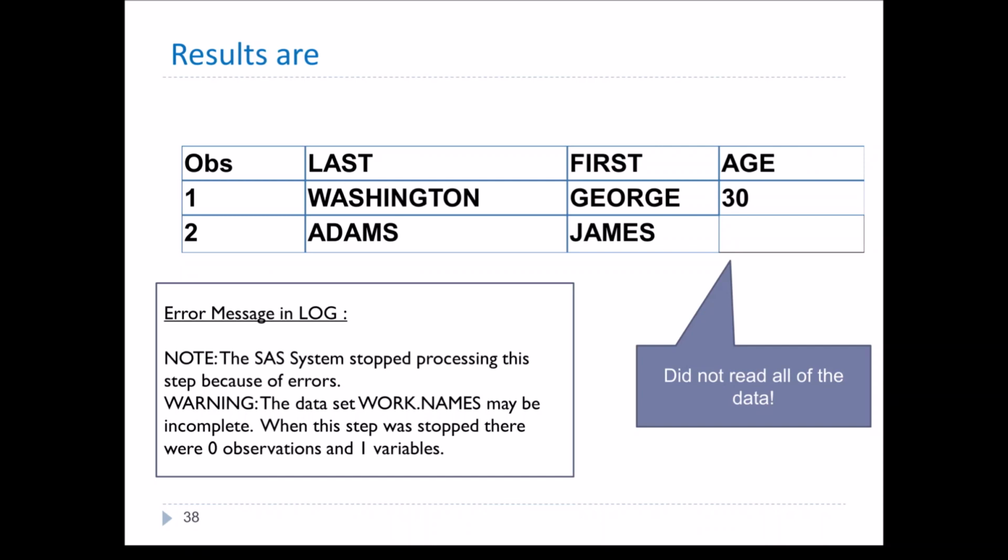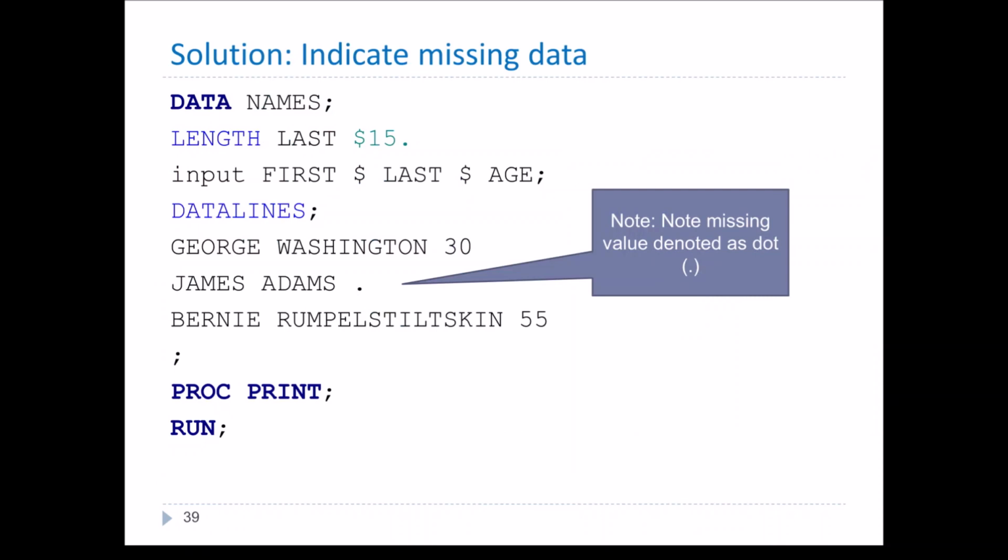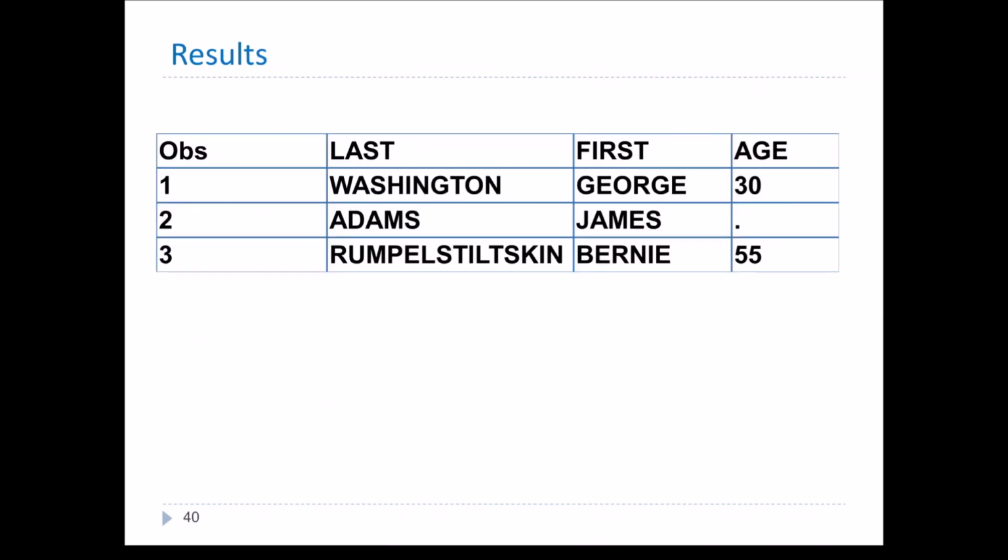We get this error message, SAS stopped because of errors. It doesn't exactly tell us what the problem is, but we do know that it stopped and there was an error. If we look at the output, we can see it stopped at this point. So we can go back and look within our data set to see what's going wrong. It's a simple solution. We put a dot in that missing value area, and then when we run it again, everything works out fine.